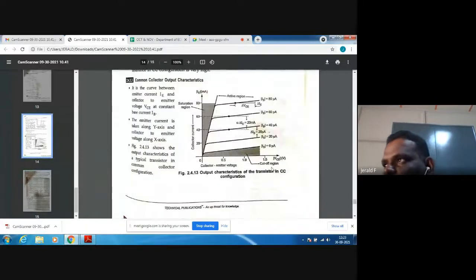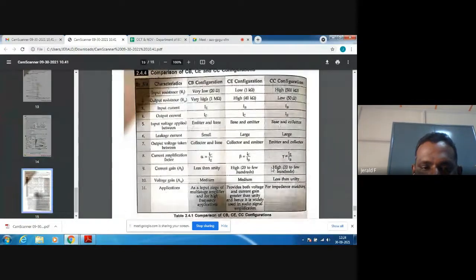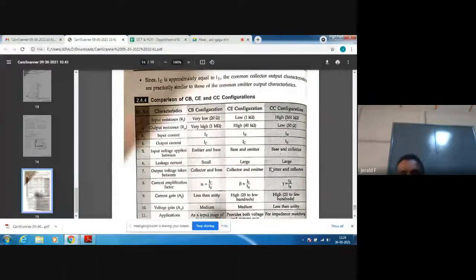It will be almost equal for the common emitter as well as the common collector. That should not vary at all. But for the emitter, the gain will be available. The gain will be more from the collector. And next, the comparison is very important. What is the comparison? It should be very important across the common base, common emitter, and common collector.